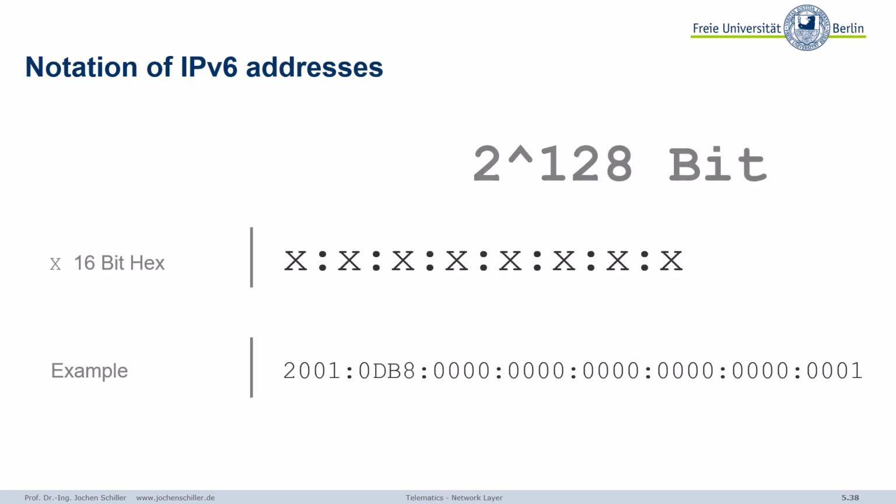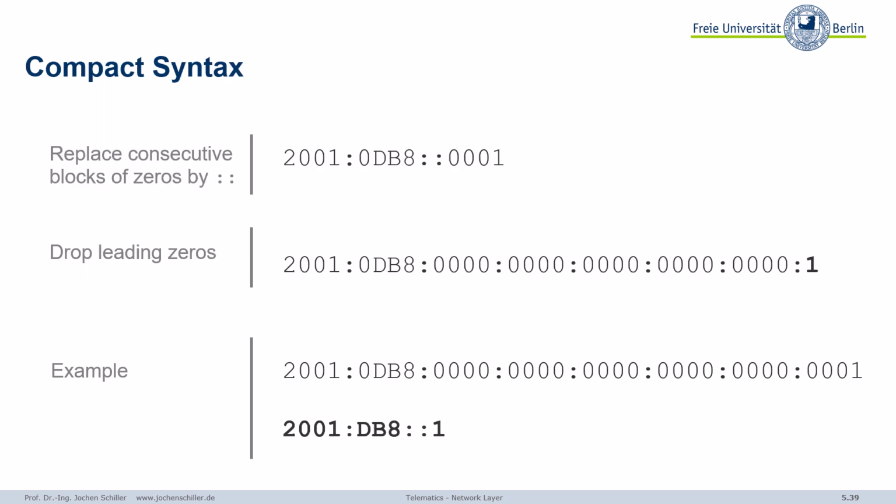So we have this notation where we always bring together 16 bits, then a colon, 16 bits, colon, etc. So 2001 colon 0db8 colon 0000, and so on. So many zeros. That's not ideal. For machines, they don't care. Machines can easily write this, they use single bits. But we as humans don't like this, so we can do several things.